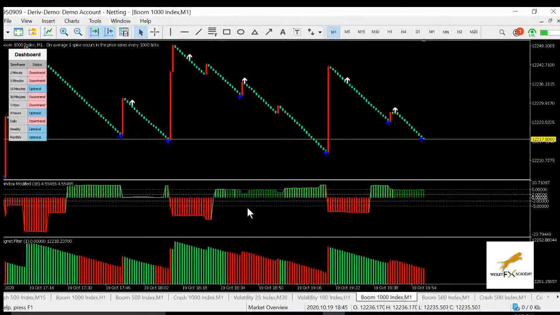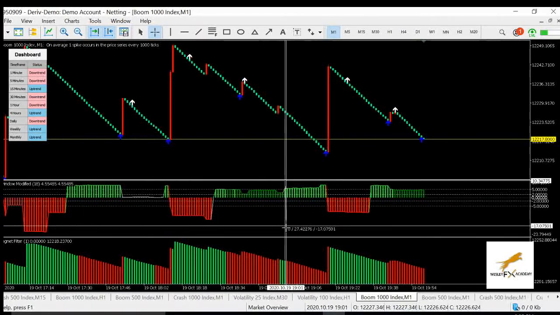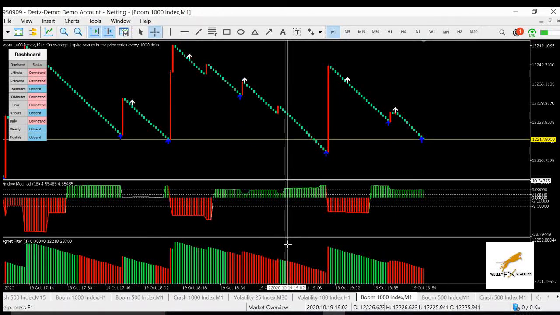What we're gonna be doing on boom is that when we see a downtrend on the dashboard, we check our histogram, then we wait for a green go ahead signal on our histogram. That is somewhere here. Wait for a green go ahead, and then we go down to our peak magnet, and then we wait for the peak magnet to give us a red.